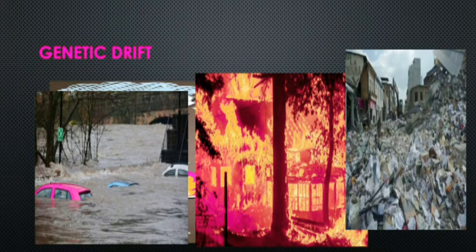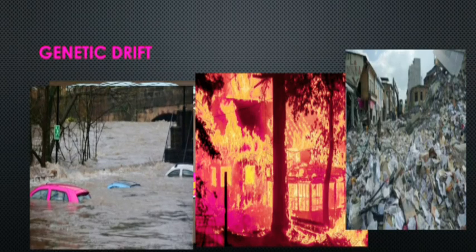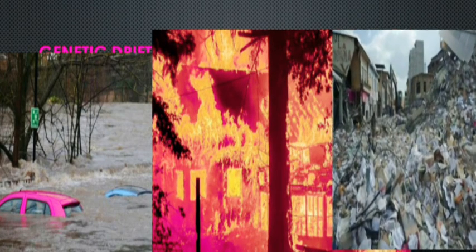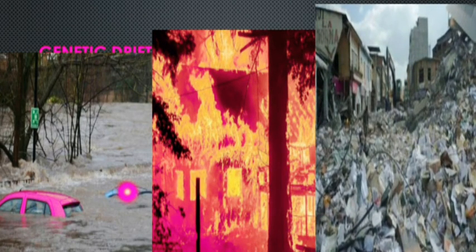Then the genetic drift. Genetic drift means random fluctuation or alteration in the allele frequency by pure chance, due to natural disasters like earthquake, flood and fire. It reduces the size of the population because a number of individuals get killed, they die, and that's why the gene frequency gets reduced. Okay, so this is genetic drift.